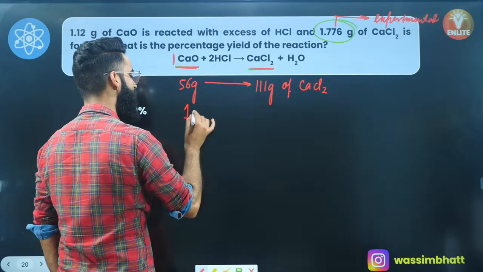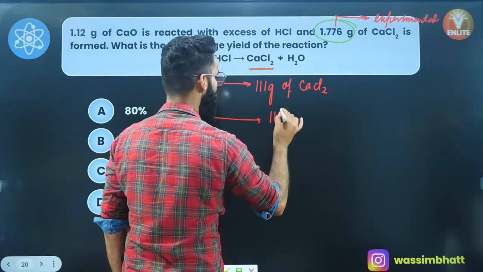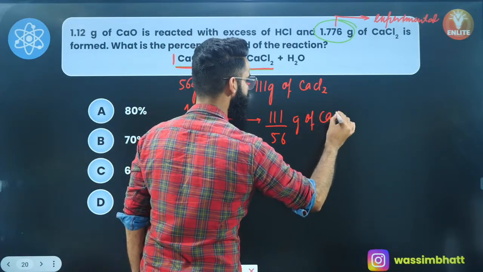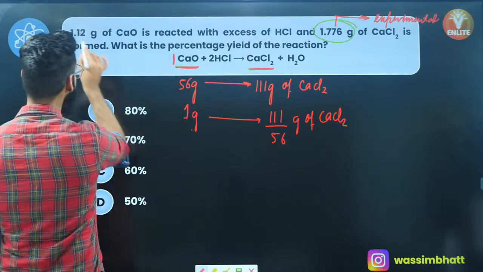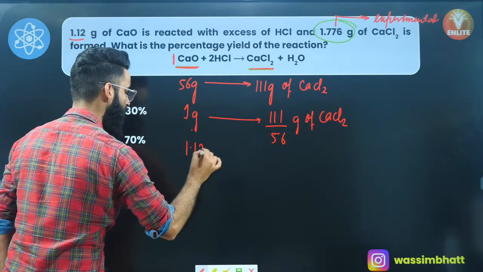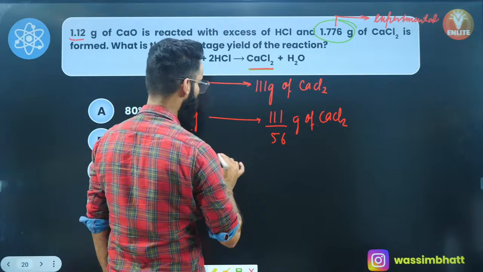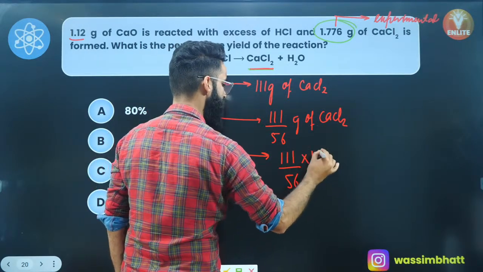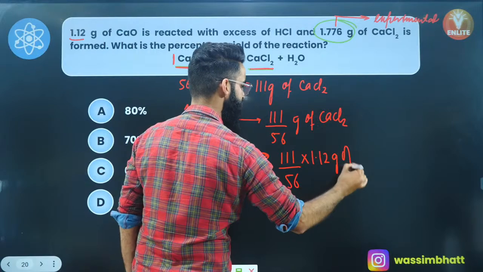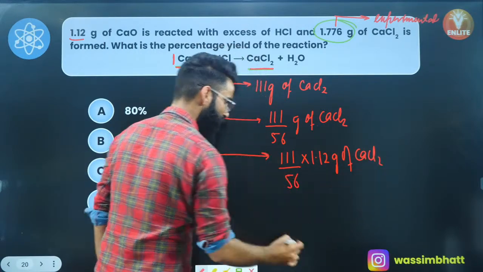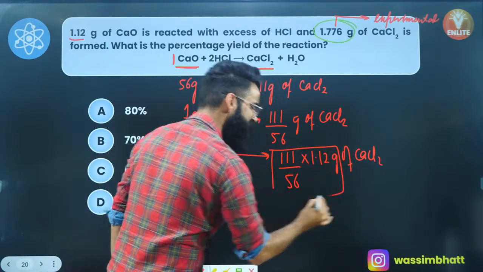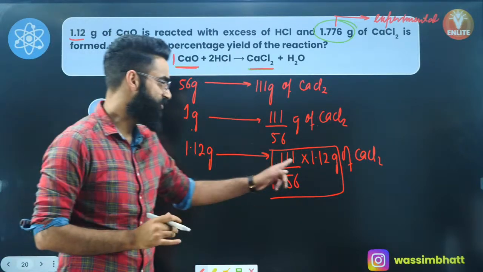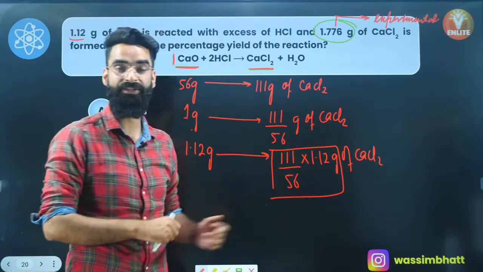So 1 gram of CaO should produce 111 divided by 56 grams of CaCl2, right? So I can say 1.12 grams of CaO should produce 111 divided by 56 multiplied by 1.12 grams of CaCl2, right? This is basically the mass of CaCl2 which should have got formed as per the stoichiometry.